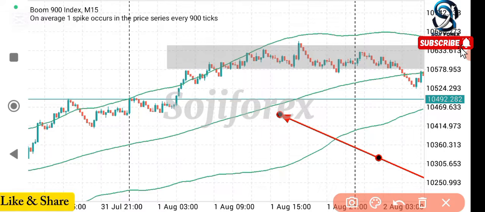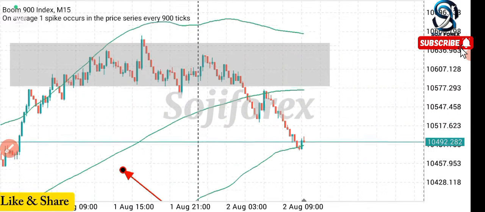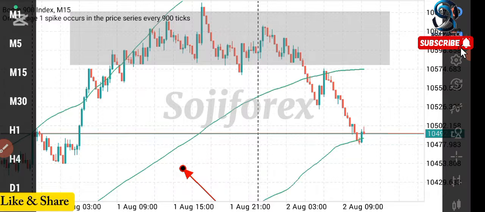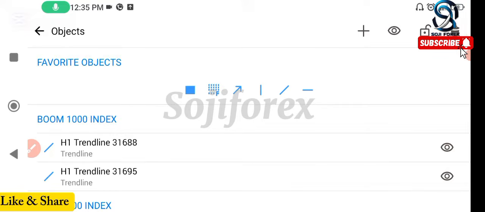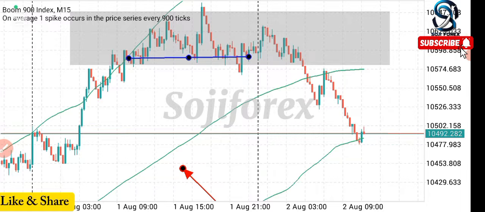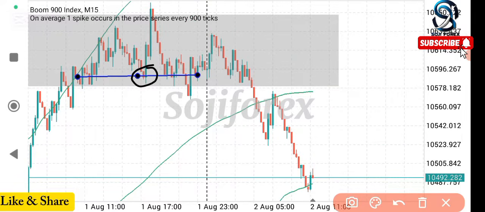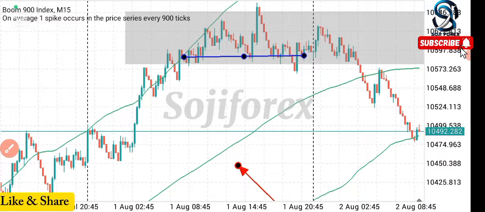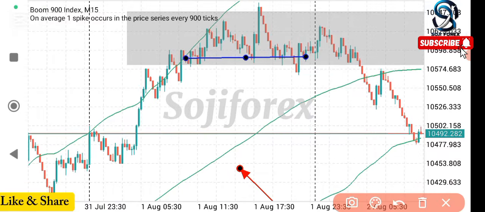Now look at what happened after all of this has been identified. This is our last structural point. So I'm going to mark the last structural point which we have identified. Here is our last structural point. Now that we have identified that last structural point, what is the next thing we want to see? We want to see price break this structural point.